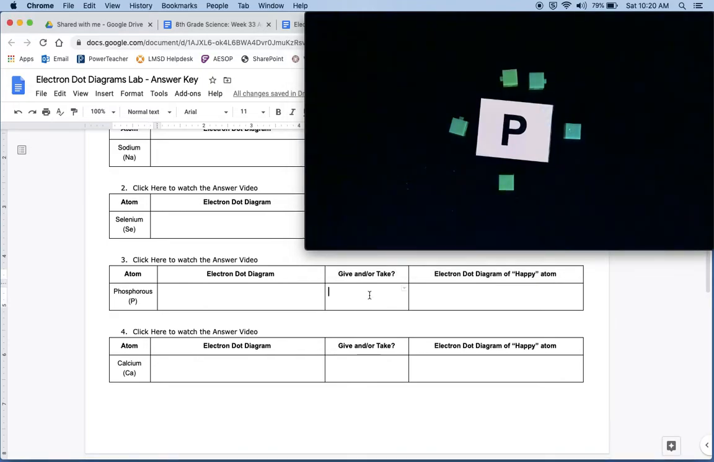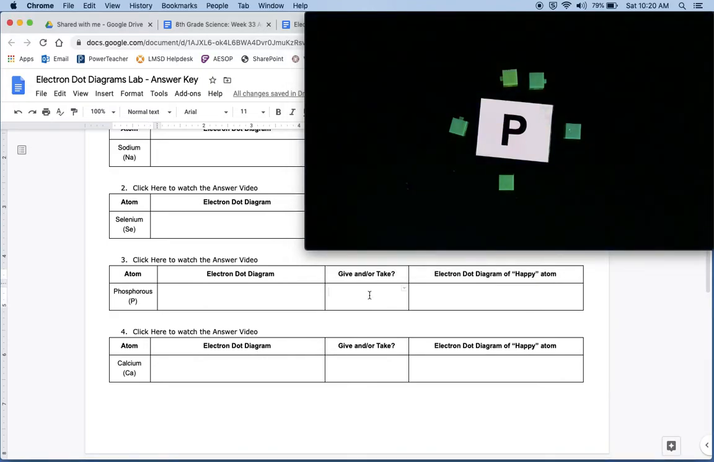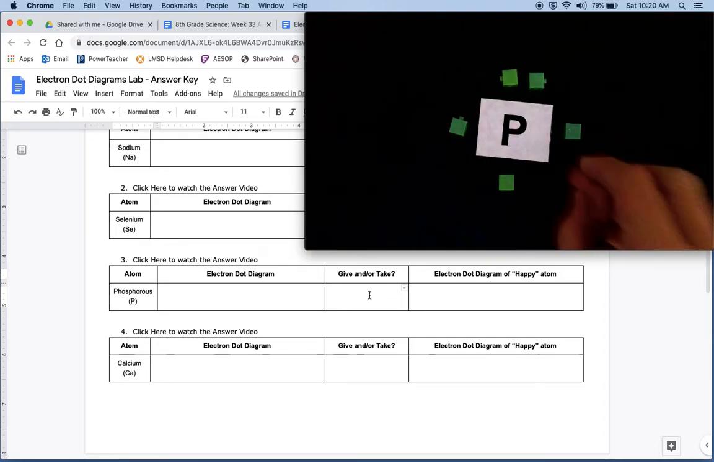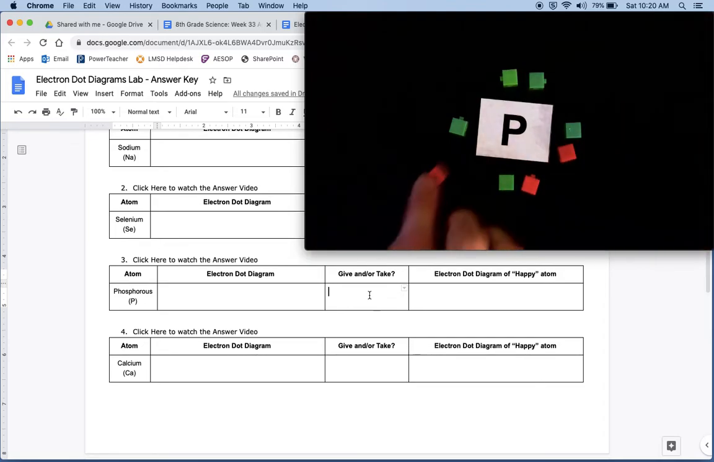Now we're going to ask ourselves, is it a giver or taker of electrons? Remember, it's going to want to get to one of two numbers. It's going to have to get to 0 or it's going to have to get to 8, right? In order to get to 0, it's got to give away 5 electrons. Or if it's going to get to 8, it's going to have to take 3 electrons. Well, 3 is a smaller number, so it's much, much easier to take 3 more electrons than it would be to lose 5 electrons, right? So phosphorus is going to be a taker of electrons to be happy, right?